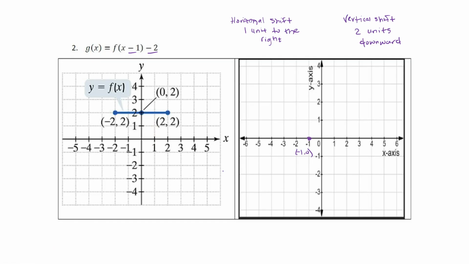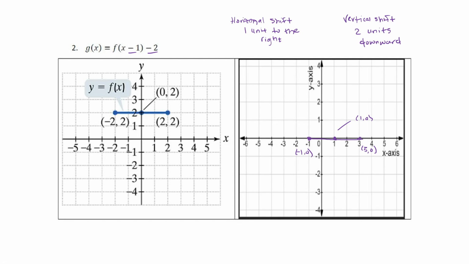Then we'll take the next point, 2, 2. 1 unit to the right will land me here, then 2 units down. So I'll land here at 3, 0. So here I have 1, 0, and here I have 3, 0. And I can now connect the points.